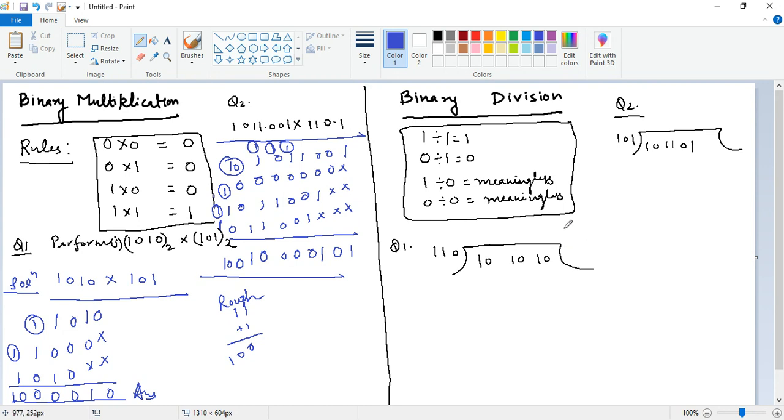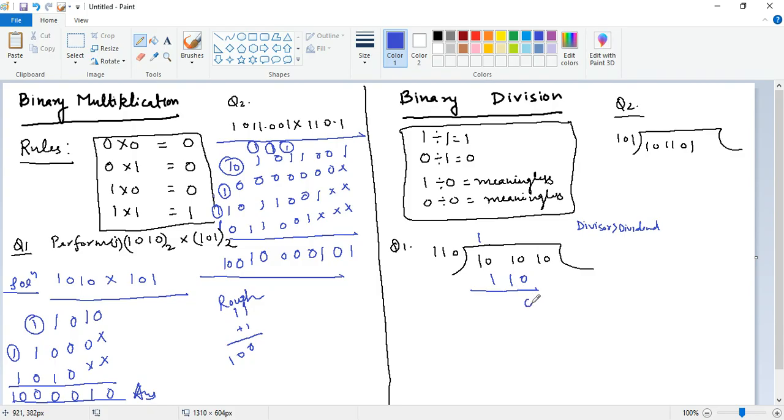So the first condition is this: the divisor should be greater than or equal to the dividend. So 110. If we compare these three digits to this 101, 110 is 6 and 101 is 5. So division is not possible. So we will move to the next bit. 1010 means 10, and this is 6. Now it is possible. So 110 goes 1 time. Now we have to subtract these two numbers.